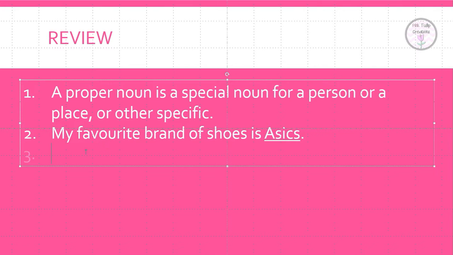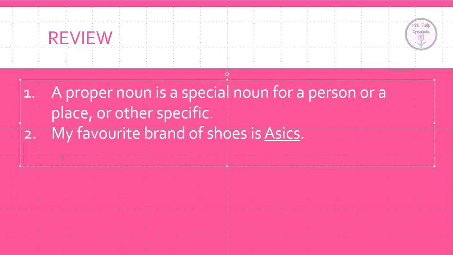Okay, sometimes I think that we might know what the proper noun is, but we either forget or we rush and we don't use a capital letter. So please make sure every time you add a proper noun, you use a capital letter. Okay, and that's all from me today. I hope you guys have learned a lot about proper nouns, and you need to make sure you practice these.